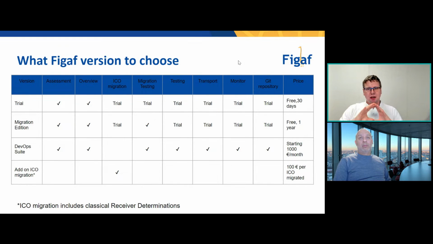Then we have the DevOps capability, which enables you to transport the integrations into your productive system, create CPI test cases or integration flow test cases directly, and monitor the integration, with a Git repository. That is the governance part. And if you want to use our tool for migration, it's €100 per ICO that you migrate.